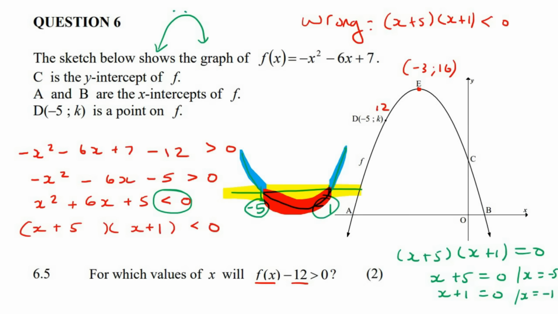So if you wanted to use interval notation, you could say anywhere between minus 5, I'm using round brackets because they're not including anything, so up till minus 1. If you rather wanted to use inequality notation, then you could say x is bigger than minus 5, but smaller than minus 1.